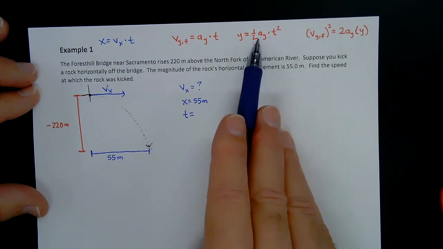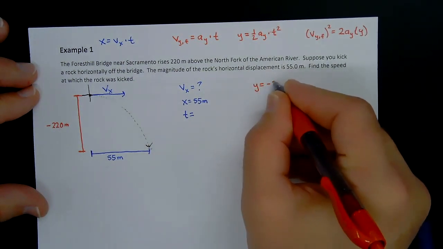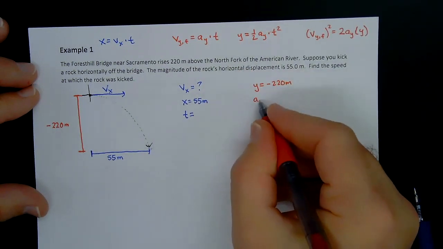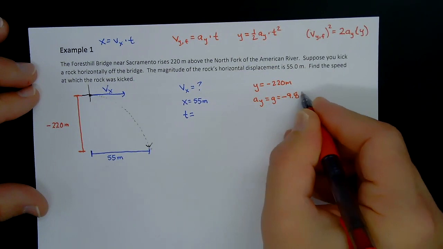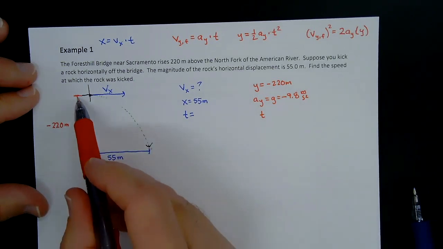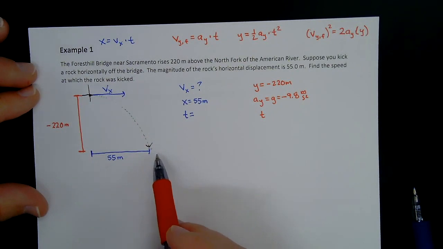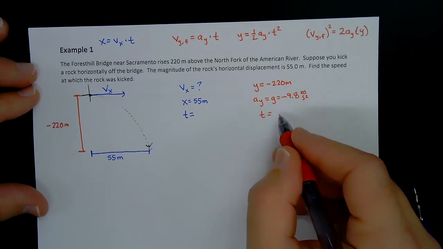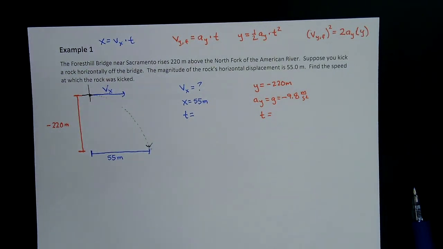So I'm going to use this one because I know my y, which is my vertical displacement, is negative 220 meters. I also know that a sub y is equal to g. So I know that has to be negative 9.8 meters per second squared. And so I need to find time. The time it takes to drop is the same time it takes to go horizontal. So these 2 times are actually the same time. So once we find this one, we're going to be able to plug it in here, and now we'll have 2 of these, and we'll be able to find the velocity in the x direction. That's the whole idea behind it.